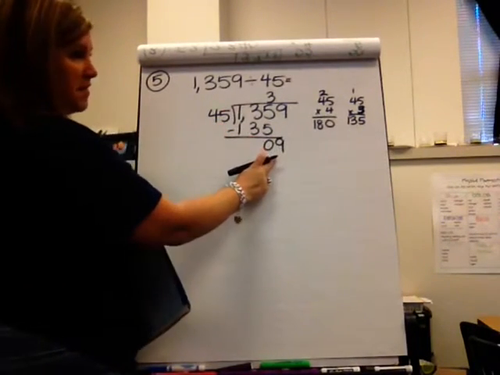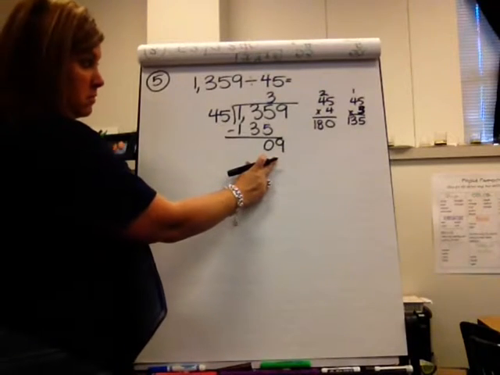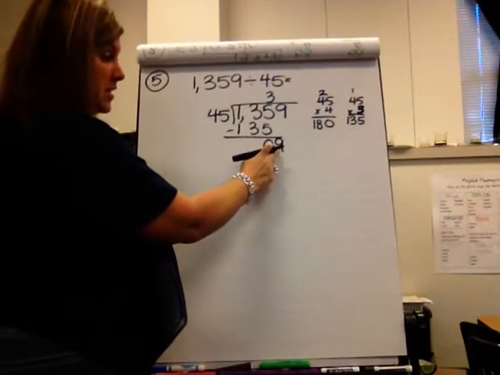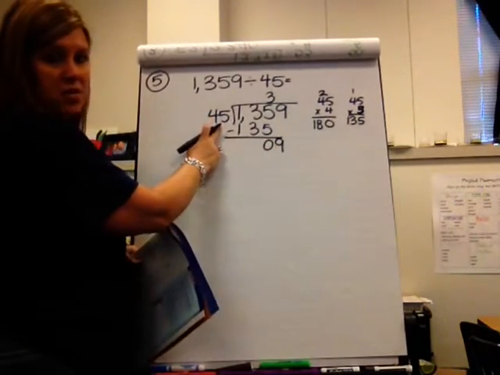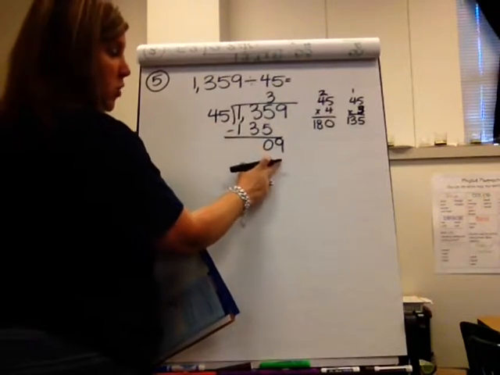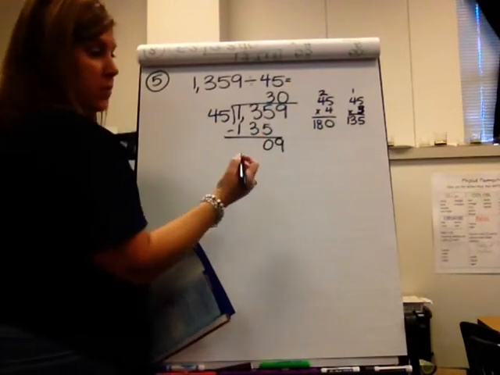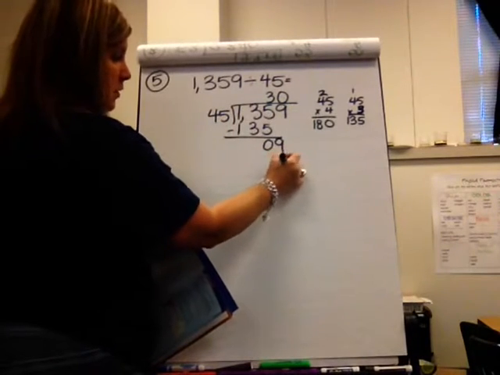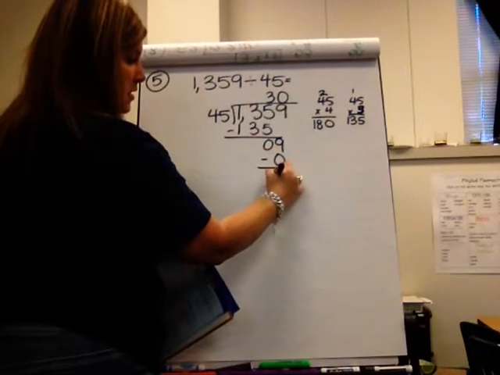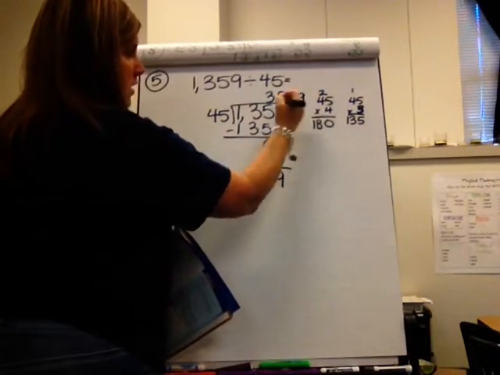How many times can 45 go into 9? It can't. This has to be larger than my divisor before it can be divided. So it can't. So it will be 0. 0 times 45 is 0. 9 minus nothing is 9. My remainder is 9.